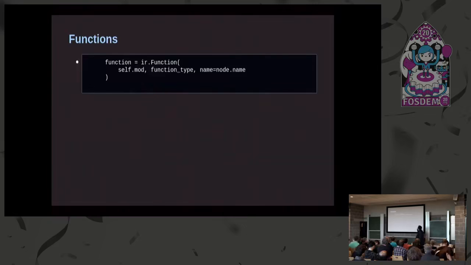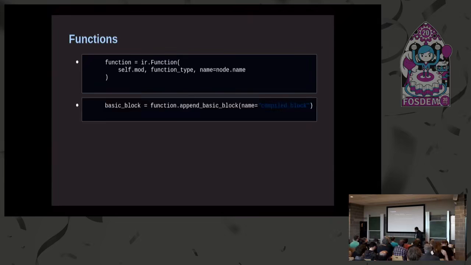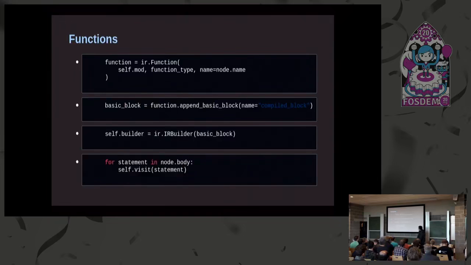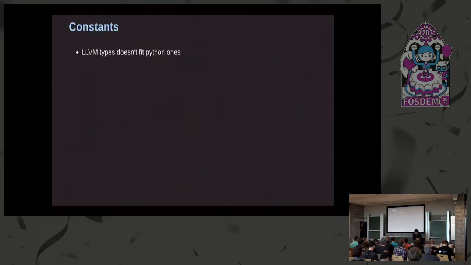Then we are going to use that function type to generate an LLVM function, which will live under the module we have created. It will take the function type, and it will have the name of the node. Then we are going to append a basic block, which we can use afterwards to get a builder in that basic block. So we are going to traverse the node's body one by one and use that builder to build our expressions. The first expression is constants.